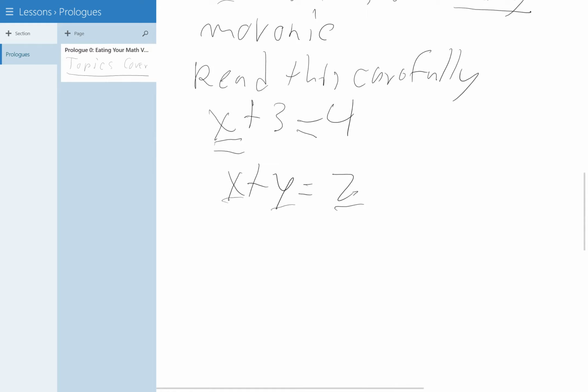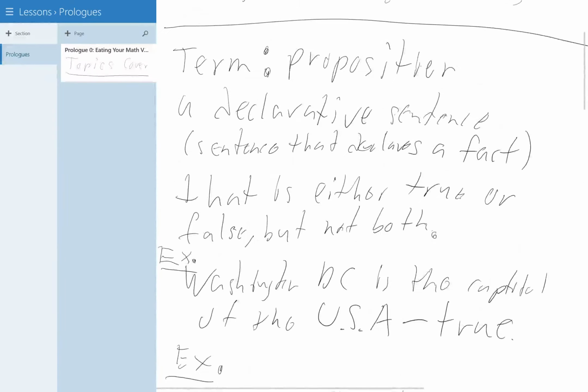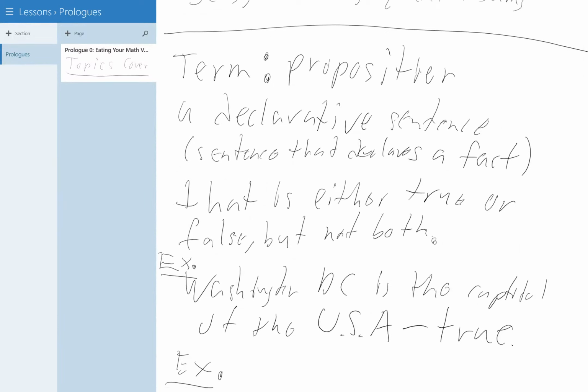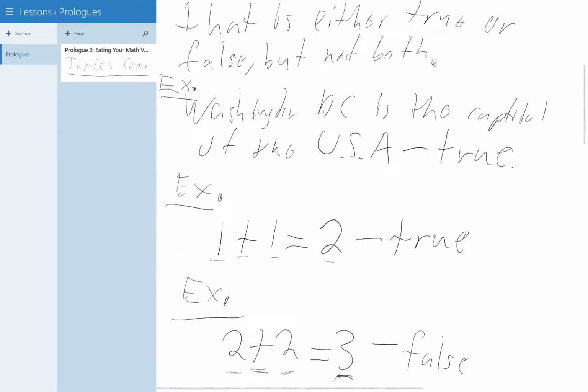Okay? So that's what a proposition is. To recap, a proposition is a declarative sentence. And what is a declarative sentence? A sentence that declares a fact that is either true or false, but not both.